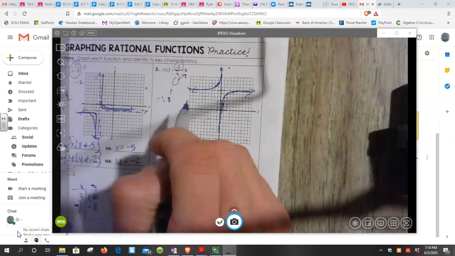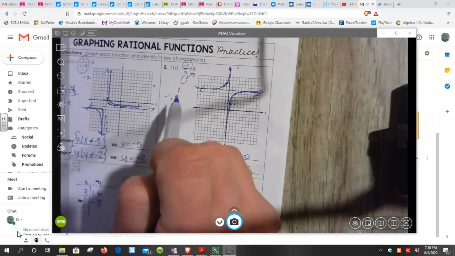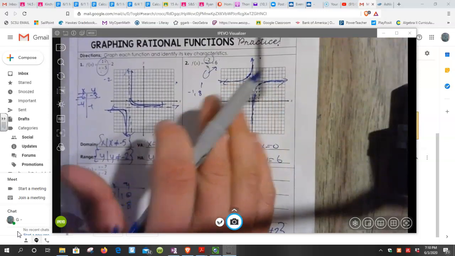Hi, this is page 3 and 4 of the Graphing Rational Functions practice. I started videoing this before and it might get cut off, so I'm just doing it again quickly here.